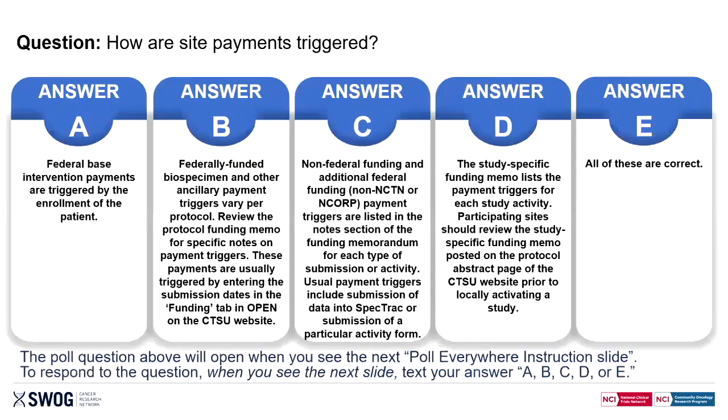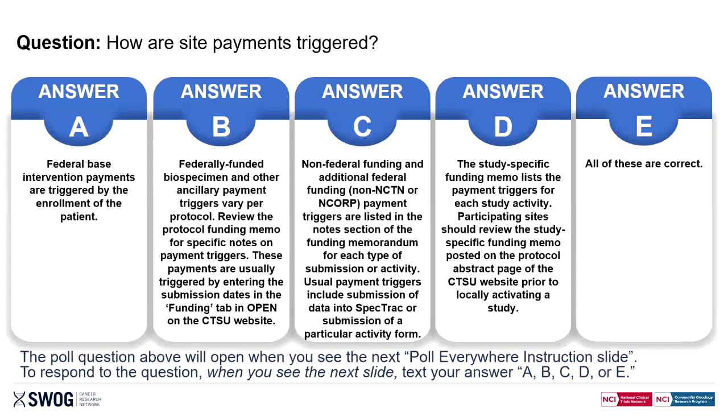Next question. There's a lot of words. All right, how are site payments triggered? Give me a second to read all this and then we'll flip it for your votes. A, federal-based intervention payments are triggered by the enrollment of the patient. B, federally funded biospecimen and other ancillary payment triggers vary per protocol. Review the protocol funding memo for specific notes on payment triggers. These payments are usually triggered by entering the submission dates in the funding tab and open on the CTSU website.